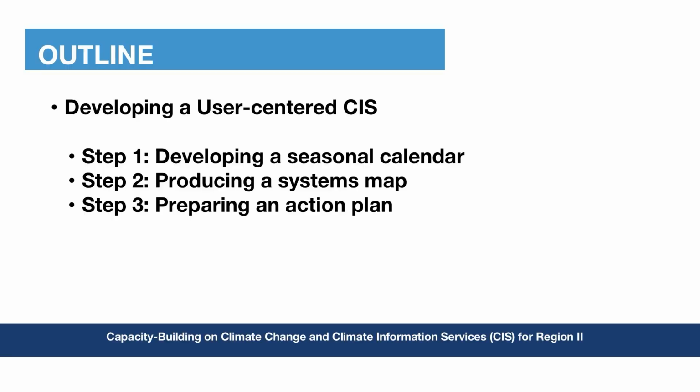Okay, so basically, i-rundown lang din po natin yung steps, particularly on the participatory CIS system. And that includes yung development po ng seasonal calendar, which is step 1. And then step 2 is producing a systems map. And step 3 is the preparation po ng action plan.